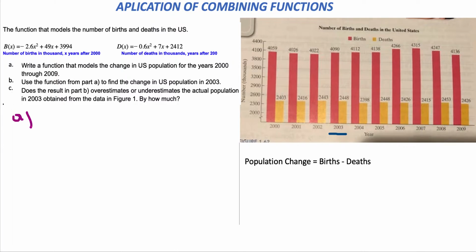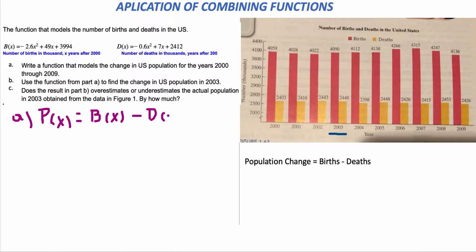A is, we already see the population change here is births minus deaths. So what we are doing here, we are creating a new function, which I would call P of x, that signifies the population of the United States. And the population is going to be equal to B of x, the births, minus the deaths, D of x.